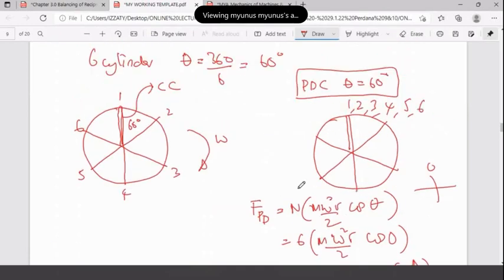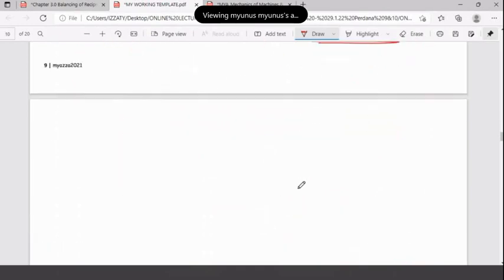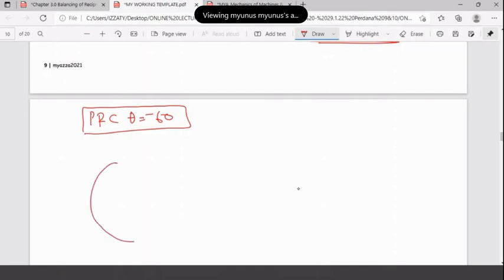Any question? Okay, now we are going to construct what? We are going to construct primary reverse crank. Primary reverse crank. Theta now is negative 60. How is it? Put it here. This is your working.